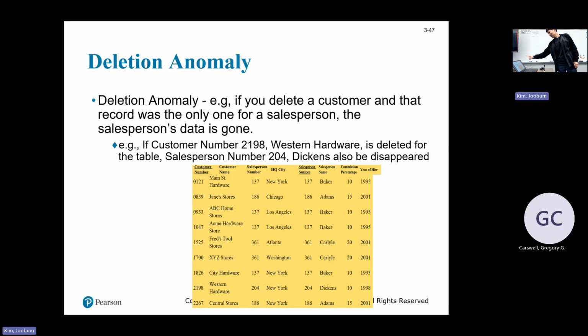Maybe this example is better. Here we have a customer and the salesperson. If Western Hardware left, so terminate the business, I'd like to remove Western Hardware from the database. If you delete it, the salesperson also disappears. In this case Dickens appears only once, so the salesperson data is also deleted. It causes a problem. Dickens still exists, but in the database there's no data about Dickens. This is a deletion anomaly.